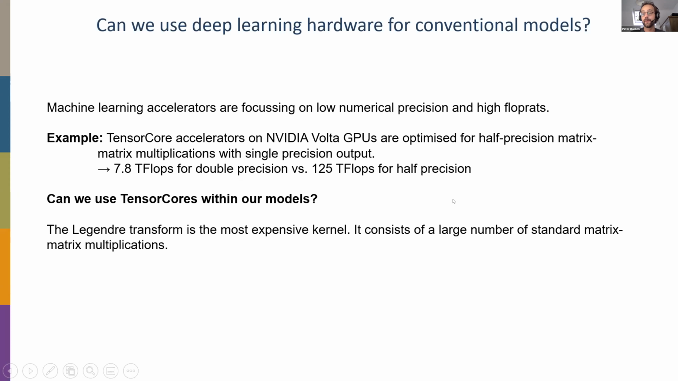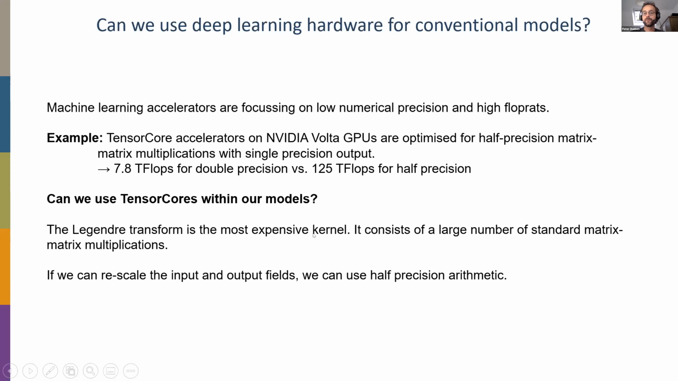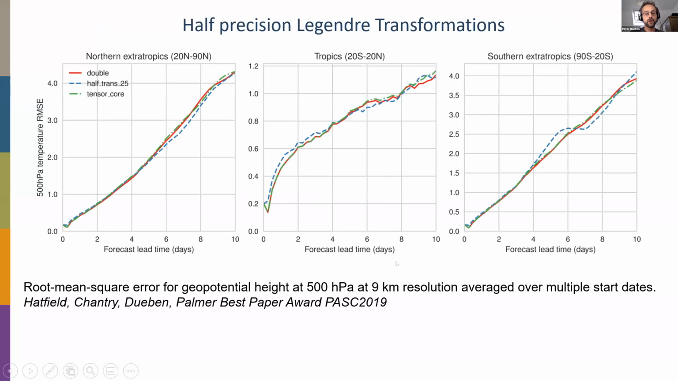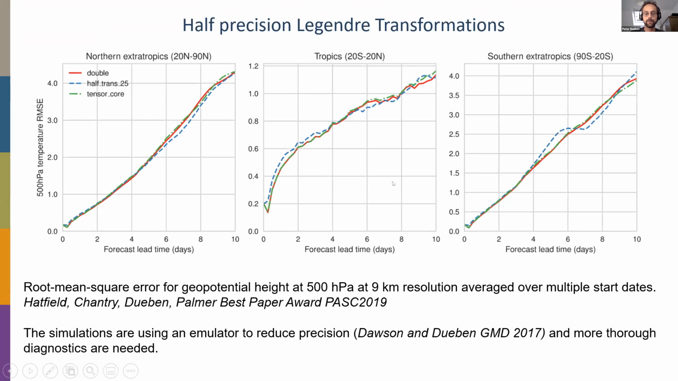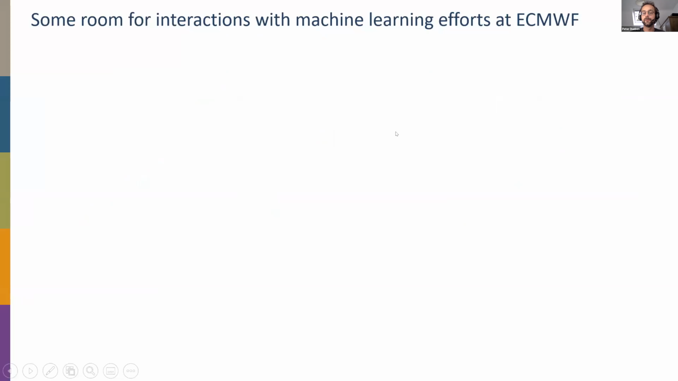It turns out that the Legendre transformation, the most expensive kernel we have, isn't doing anything else than a standard matrix multiplication, just many of them. So the question is whether we can use half precision here. And it turns out if we rescale the input and output fields of the Legendre transformation, which is linear, so it's no problem to do this, we can actually use half precision. And then we also get fairly good results in terms of forecast score. These are results that we published at the PASC conference last year, and it shows the forecast error for temperature at 5 hectopascal for different areas of the globe. Basically, within the level of uncertainty due to limited statistics, we get the same level of results.